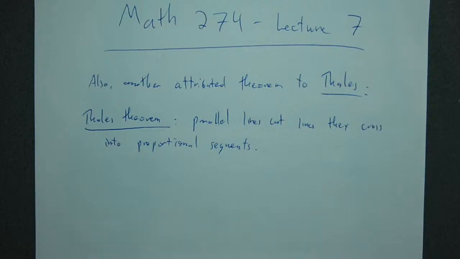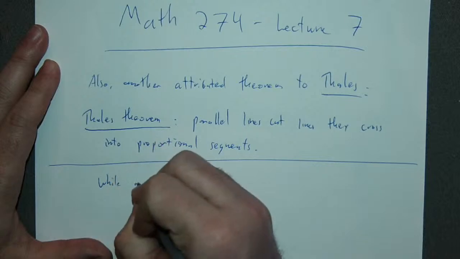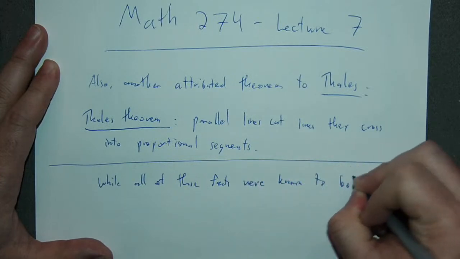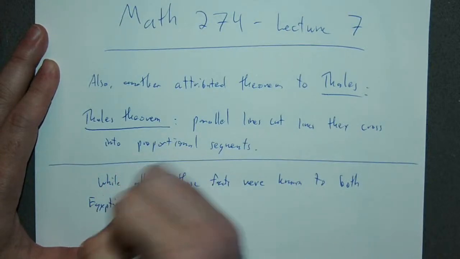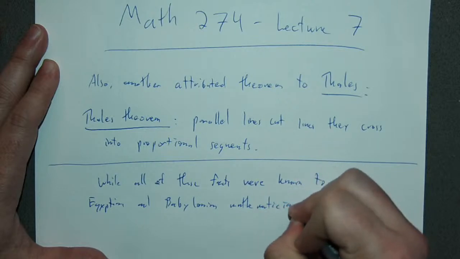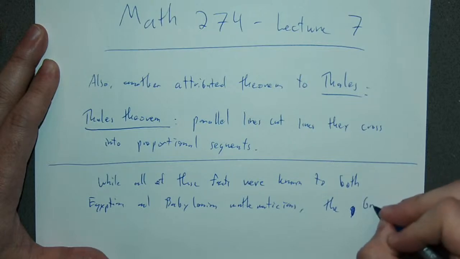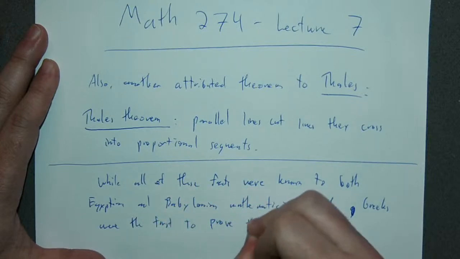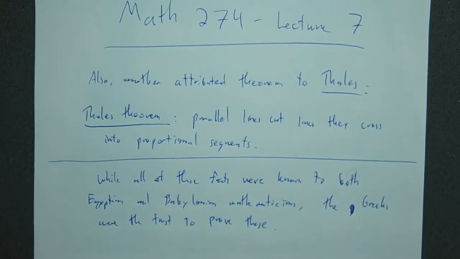So again, while all of these facts were known to both Egyptian and Babylonian mathematicians, the Greeks were the first to prove these. And so this list of facts attributed to Thales, these were all proven rigorously. So that list is the main contribution of Thales to the dawn of Greek math.